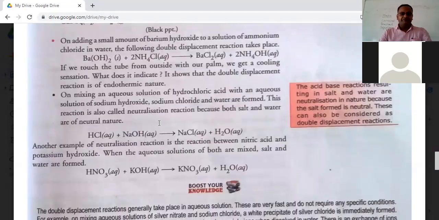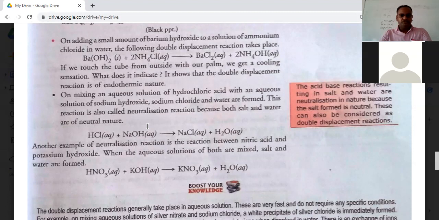Now students, after double displacement, we will also do the types of double displacement reaction. There are two types of double displacement reaction. One is the neutralization reaction, and the other is the precipitation reaction.